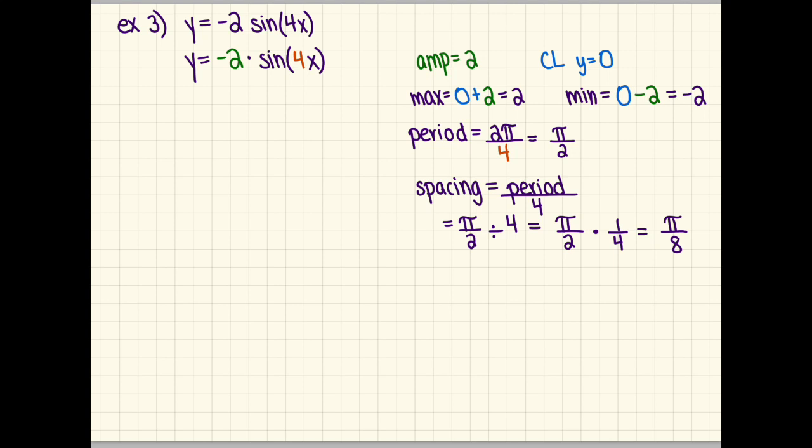My maximum is 2 and my minimum is -2. Now my period I'm going to find by doing 2 pi divided by 4. I want to reduce that to get pi over 2. Once I have a different period, I'm going to find something called the spacing. The spacing is always found by taking your period and dividing it by 4. So I'm going to take pi over 2 divided by 4. When I'm dividing fractions, that's the same thing as pi over 2 times 1/4. So I have a spacing of pi over 8.